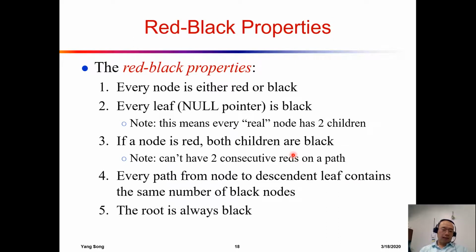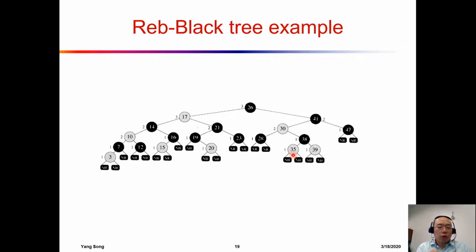Okay, and number four, every path from a node to its descendant leaves contains the same number of black nodes. We don't really have to pick the root. For example, let me pick 21. If we pick 21, what we want to count is, from the current node 21 to any of the possible leaves, we have to visit the same number of black nodes.